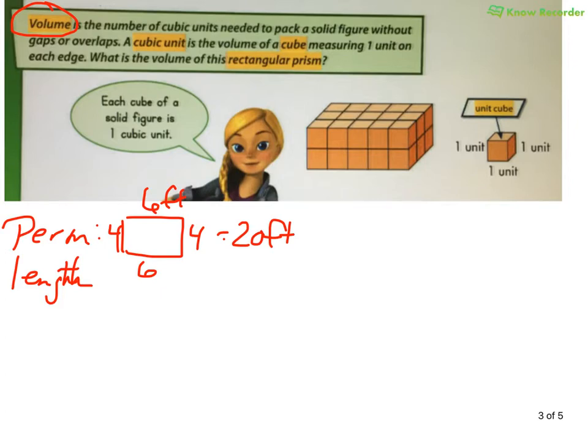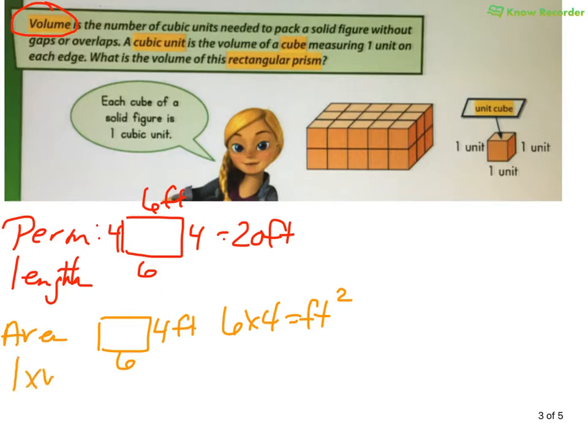Then, 4th grade, you started with area. And the area of an object, you started doing length times width, and it would be in square units because you used 2 dimensions. It was length times width. We had a length, a width, 2 dimensions, 2 in the exponent, squared.